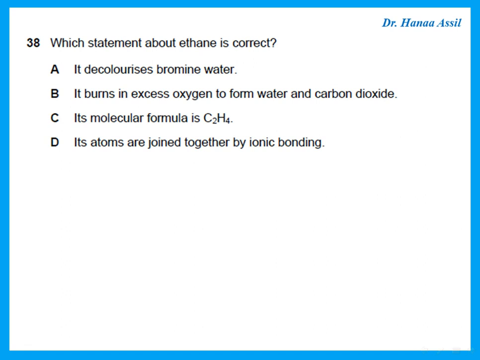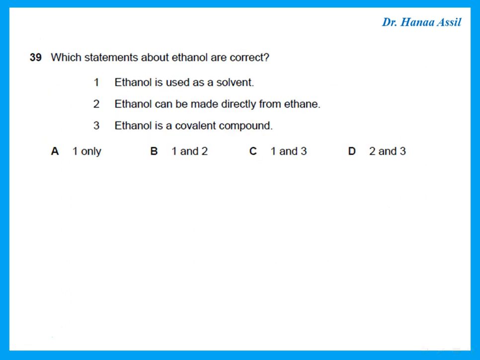Which statement about ethane is correct? Remember, ethane is an alkane. It decolorizes bromine water? No, it is the alkene that decolorizes bromine water. It burns in excess oxygen to form water and carbon dioxide. That is correct. Remember, all alkanes, alkenes, and alcohols would burn in excess oxygen to form water and carbon dioxide. Its molecular formula is C2H4? No, C2H4 is an alkene. Its atoms are joined together by ionic bonds? No, all of these are joined by covalent bonds.